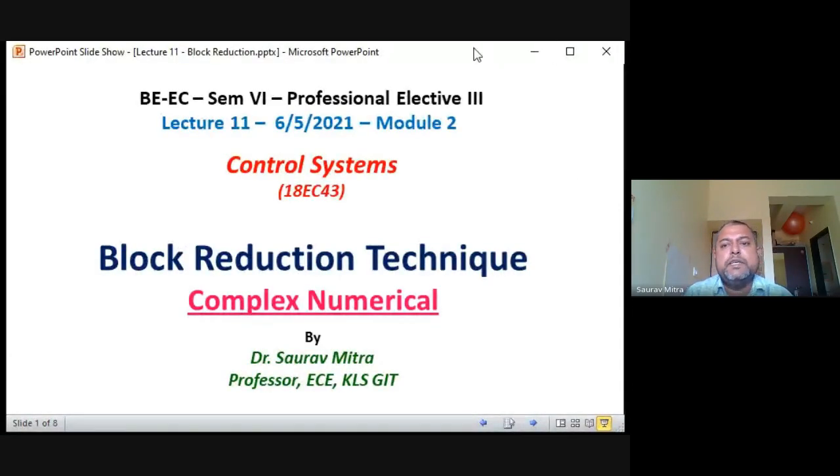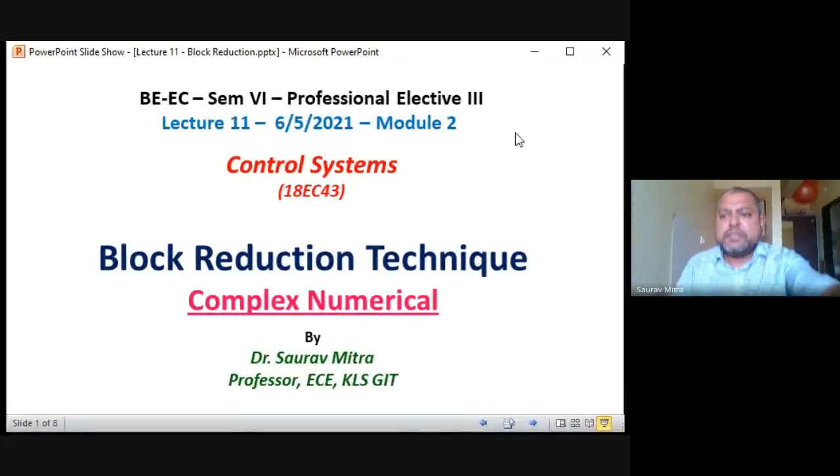So we are in module number two. We had been doing block reduction technique. The previous two lectures, which are already uploaded in your Google Classroom, cover the basic rules that we are applying for finding the block reduction.